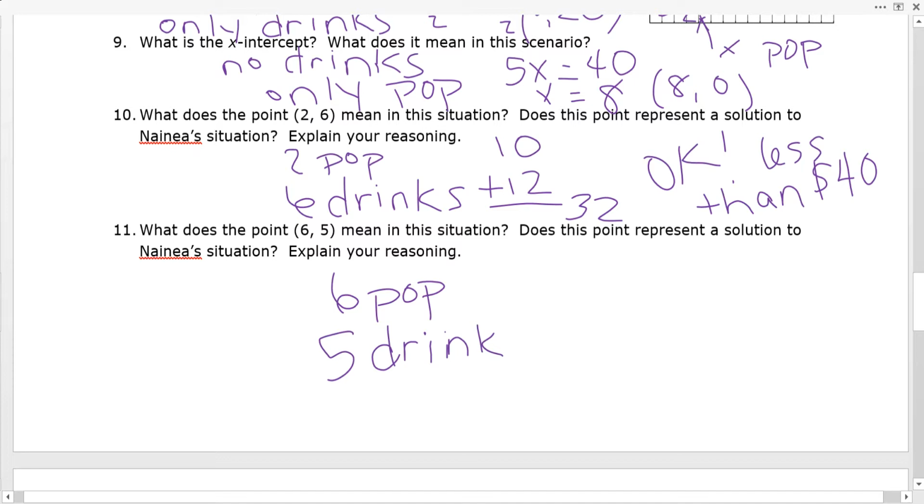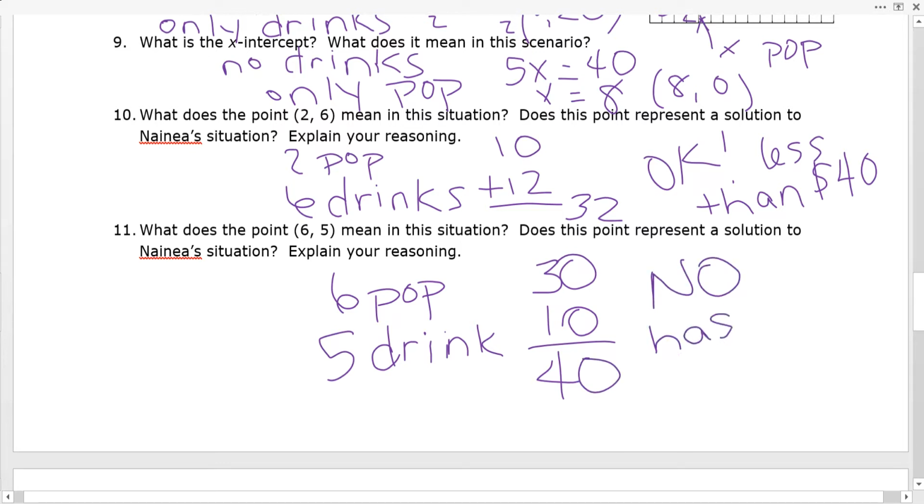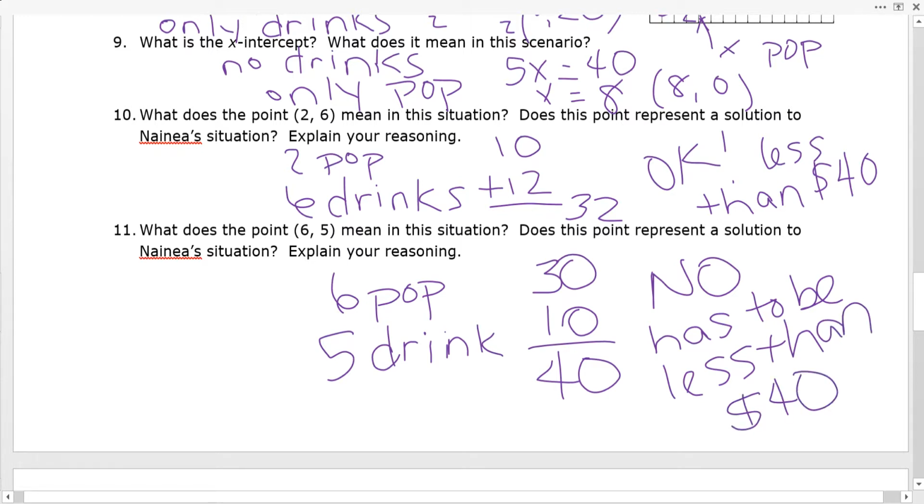Okay, so that's going to be 6 times 5. That's going to be $30 in popcorn, $10 in drinks. 40 is a big no because it has to be less than 40. And that is equal to, and that is not allowed. So that one's no.